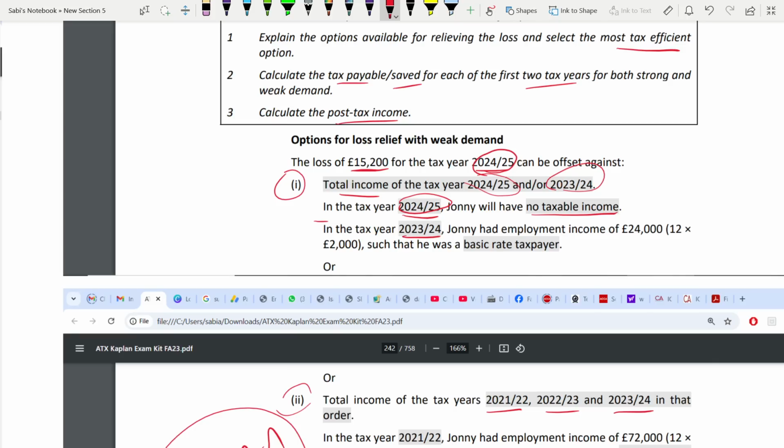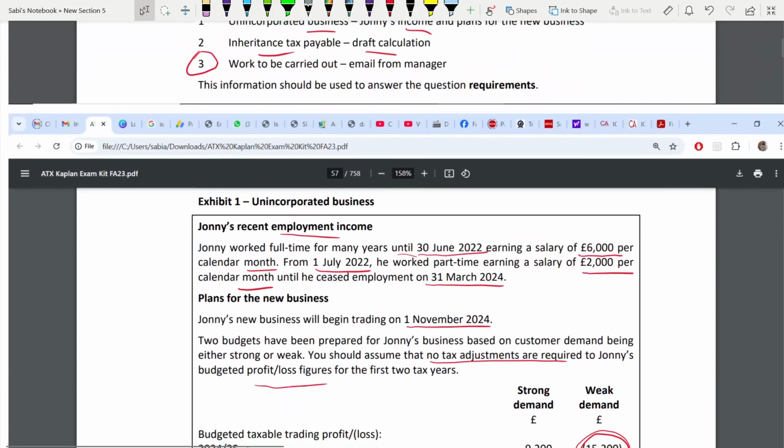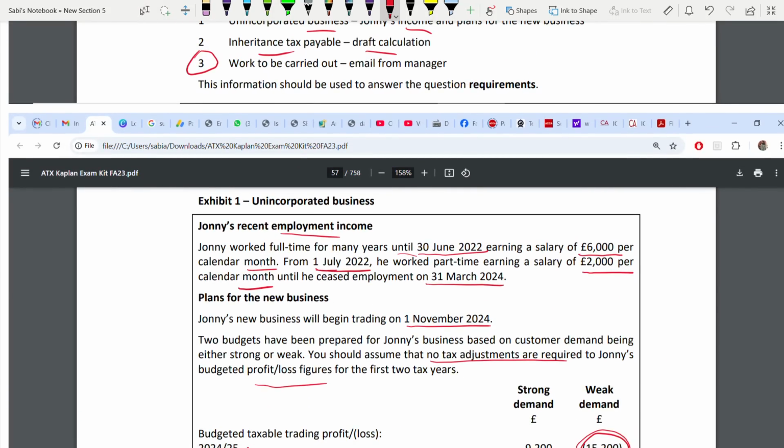In this tax year, there is an income. They have an employment income. He was in employment, remember? He was earning 2,000 for 12 months, total 24,000. And this 24,000 is below the basic rate limit, so he's a basic rate taxpayer. We'll check. There was a line telling us he's earning from 1st of July 2022, so it falls in the 22-23 tax year. He's earning 2,000 salary per month.